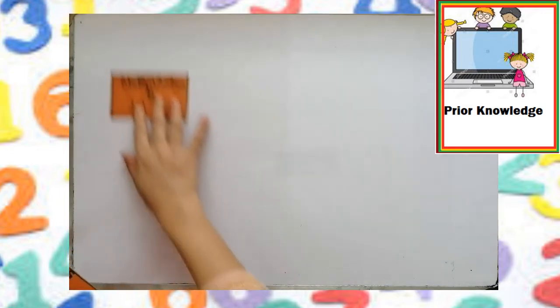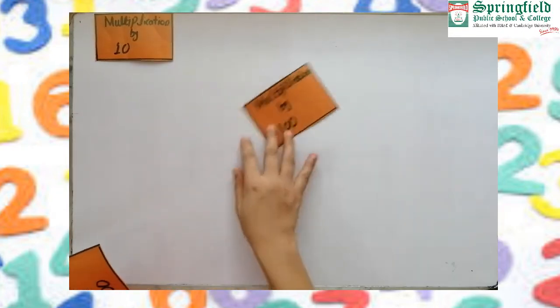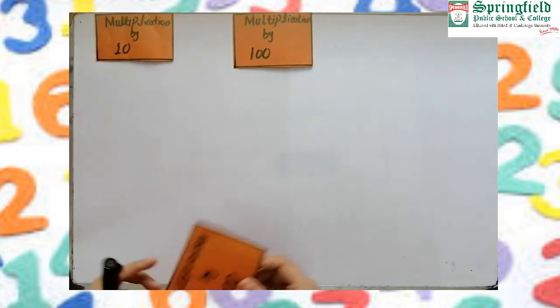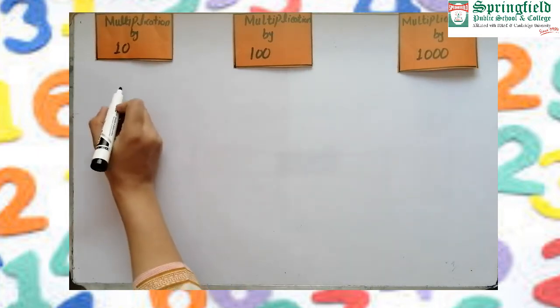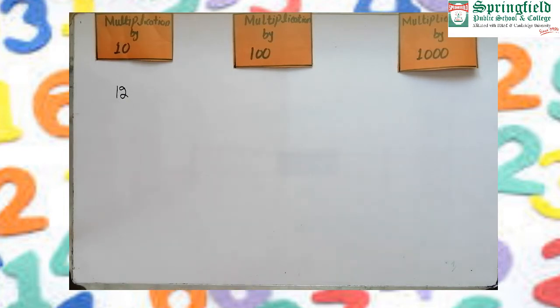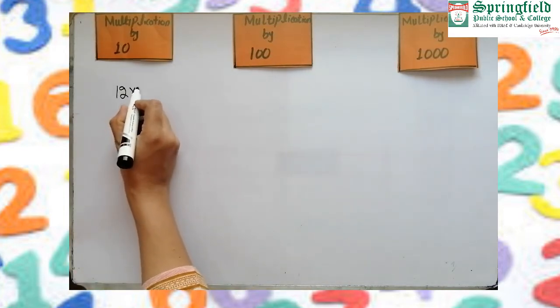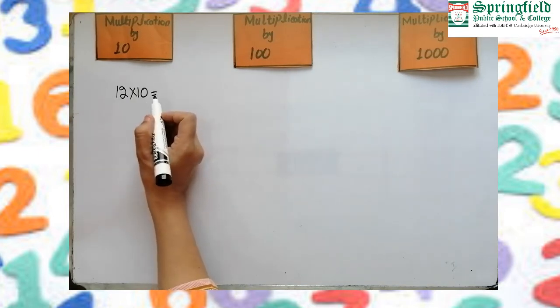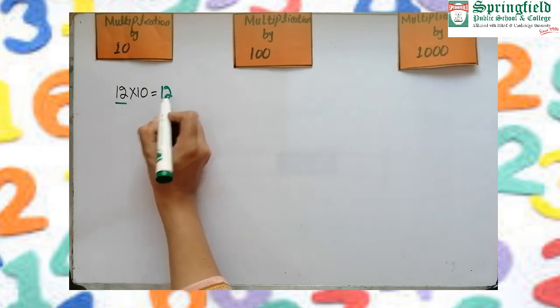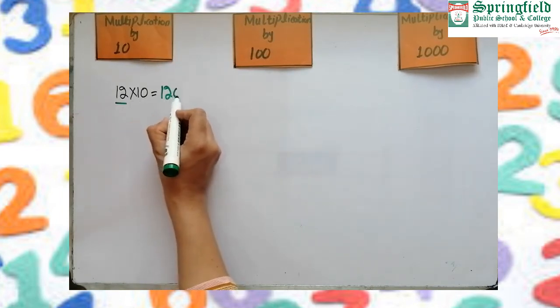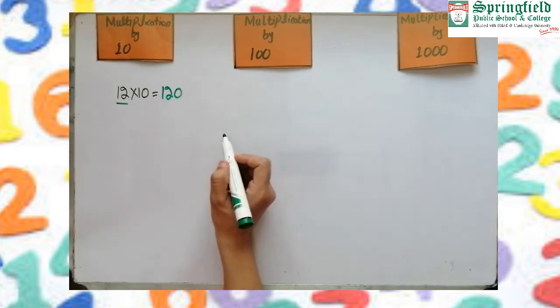As we have already done multiplication by 10, multiplication by 100 and multiplication by 1000, what happens when a number is multiplied by 10, 100 and 1000? Let's suppose a number is 12, and when 12 is multiplied by 10, what will be your answer? As I told you beta, first we write the number 12, and then 10 has just one 0, so we write one 0 more, and it becomes 120.